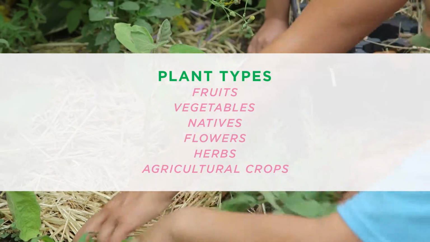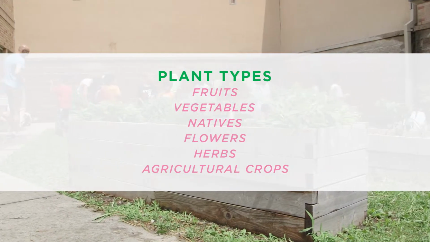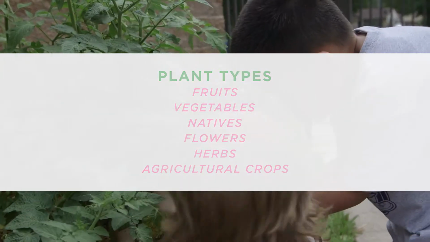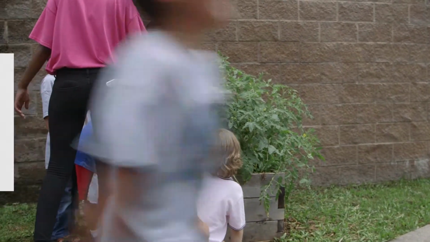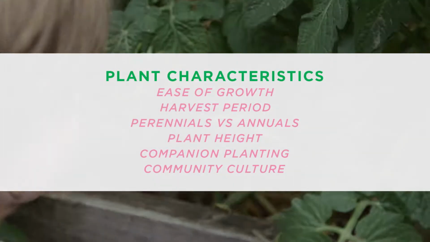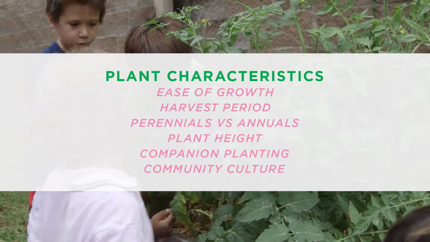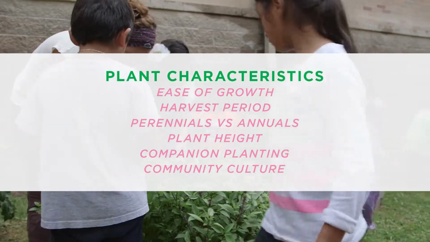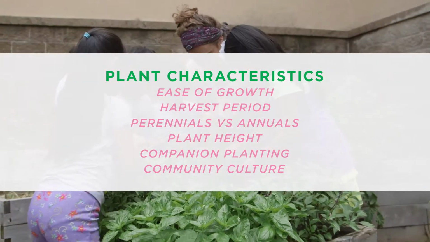Fruits, vegetables, native plants, flowers, herbs, and agricultural crops are all plant types that provide different benefits to your school garden. Additionally, you need to think about the following. How easy do these plants grow? When do they ripen? Are they perennials? How tall is each plant? Do some plants grow better together? And do our kids and parents know these plants?